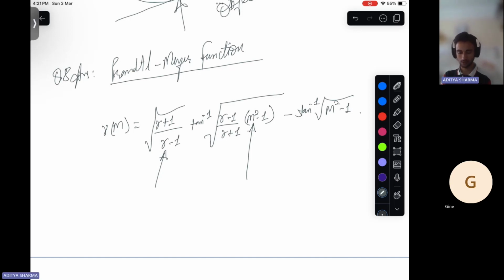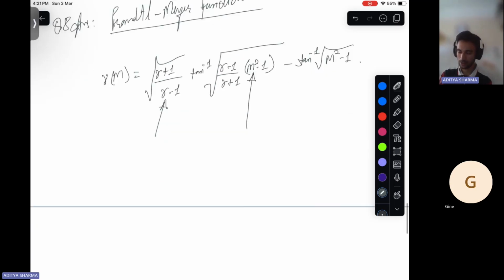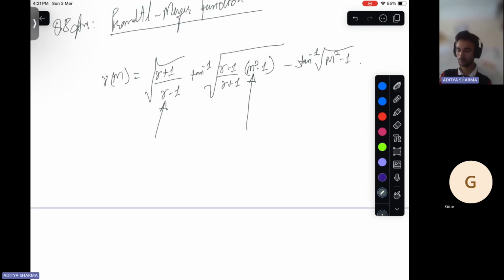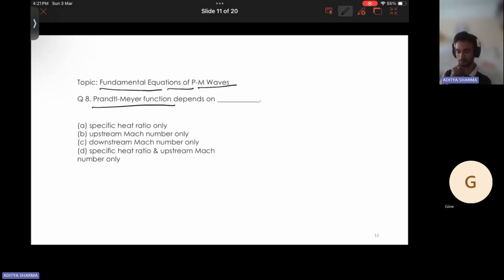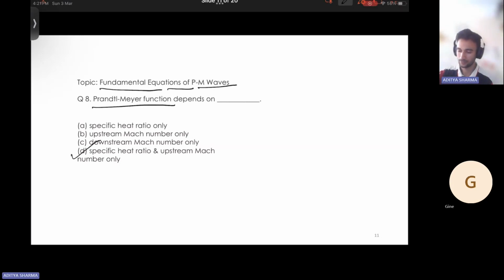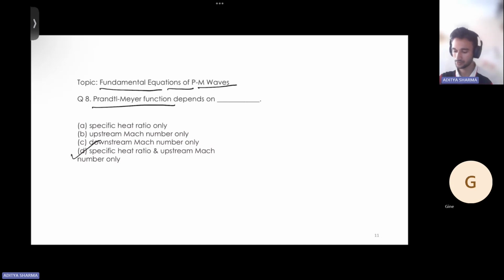In some cases, if somebody has not given this particular function, it's good for you if you remember it. Otherwise, in most cases they give this expression, right? All right. So the answer to this question is D, right? So you're partially correct, because the specific heat ratio is also there. Okay.